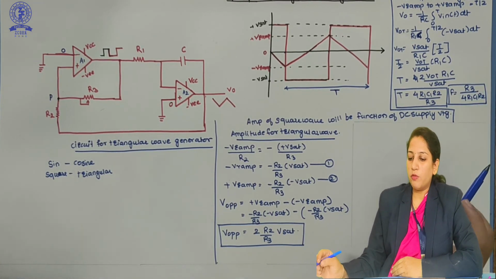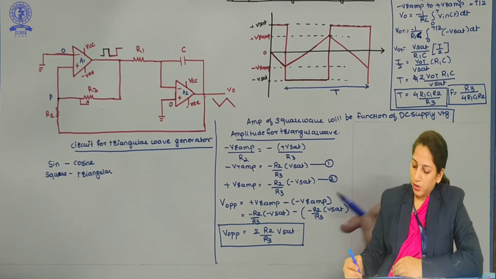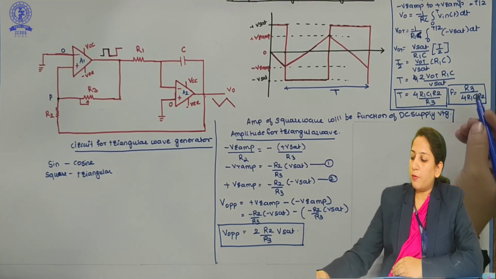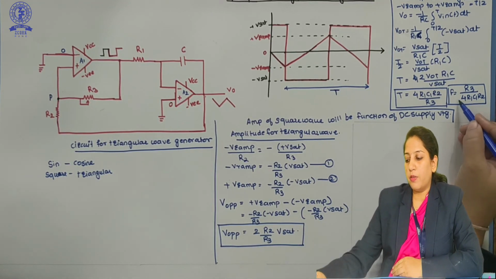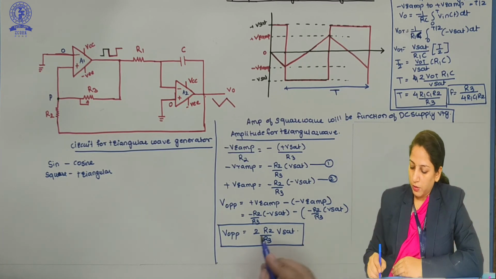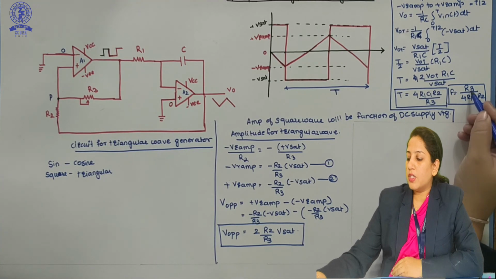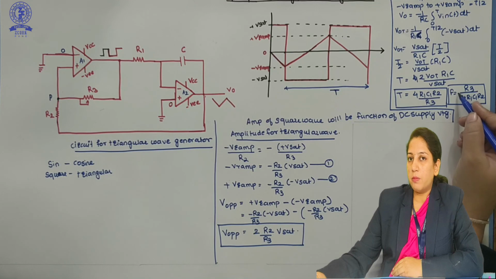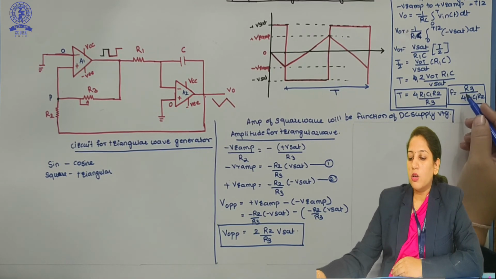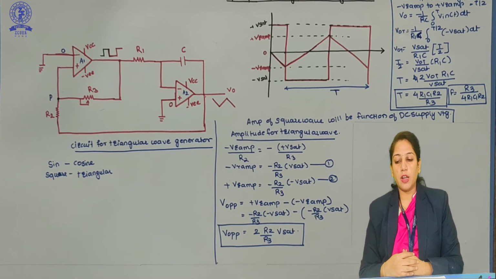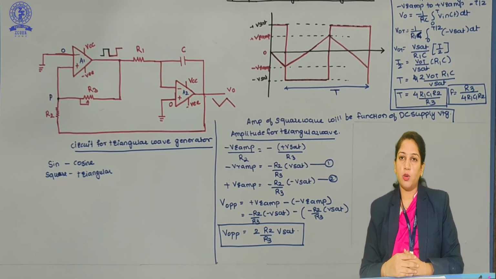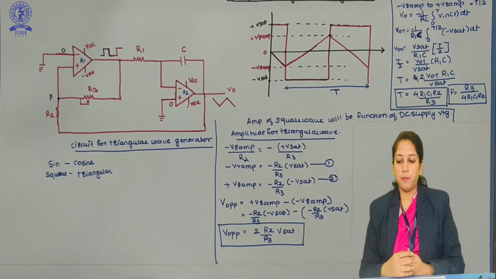In this way we have derived the equation for the amplitude of the triangular wave and the frequency of the triangular wave. If we observe, the amplitude is inversely proportional to R3 and the frequency is directly proportional to R3. So if R3 is increased, the frequency will increase. In this way we have derived the equations for a triangular wave and seen the circuit for a triangular wave generator using an operational amplifier.